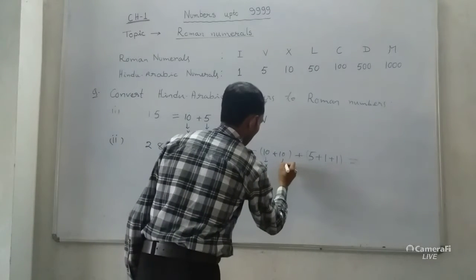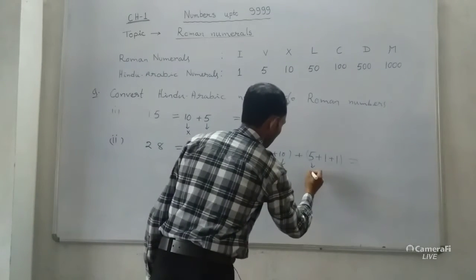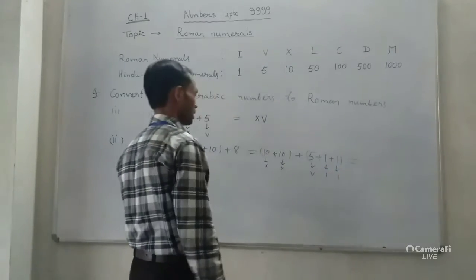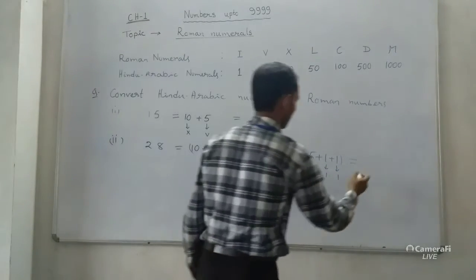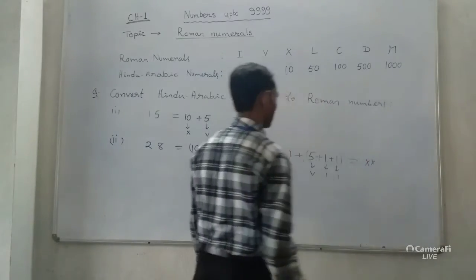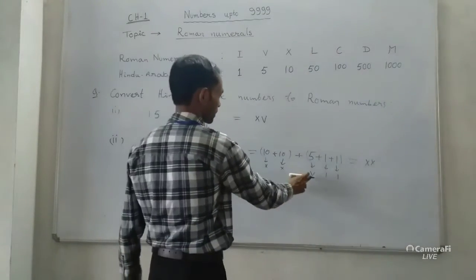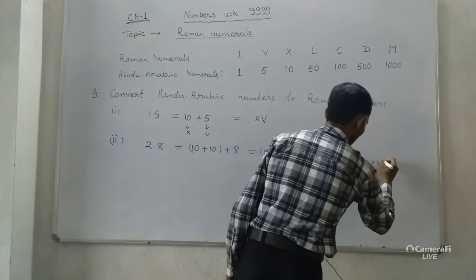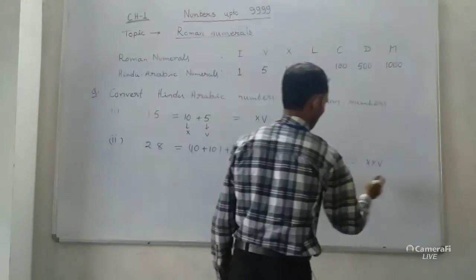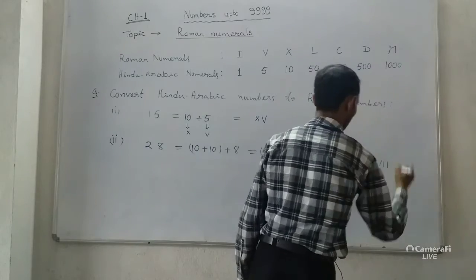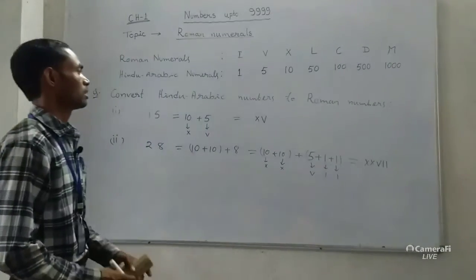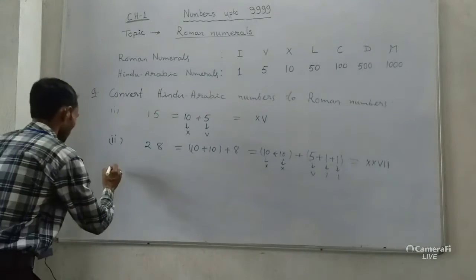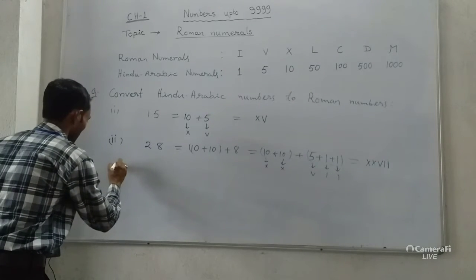Now every number used here has a particular symbol. 10 is X, again X, this is V, this is I, this is I. Now 10 plus 10, one after another X and X, and then plus 5, so the symbol 5 will come on the right side, then 1 plus 1 on the right side, I I. So this is the Roman numeral of 28. Come to number 3.